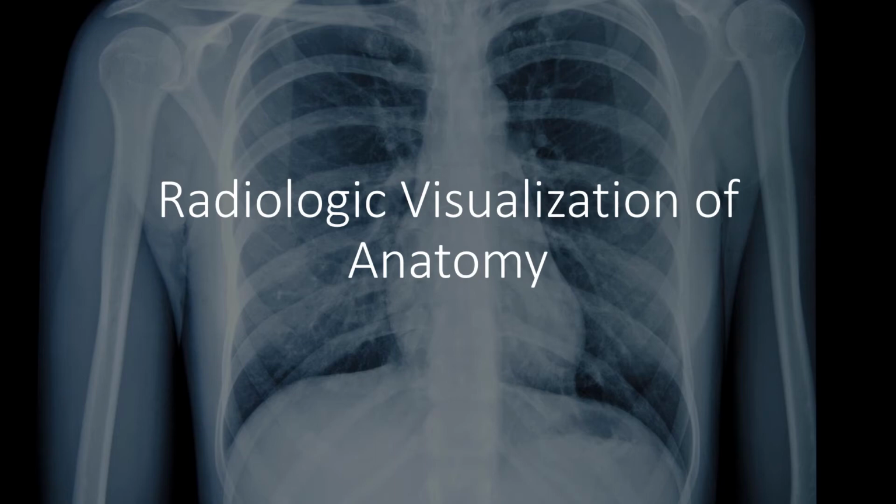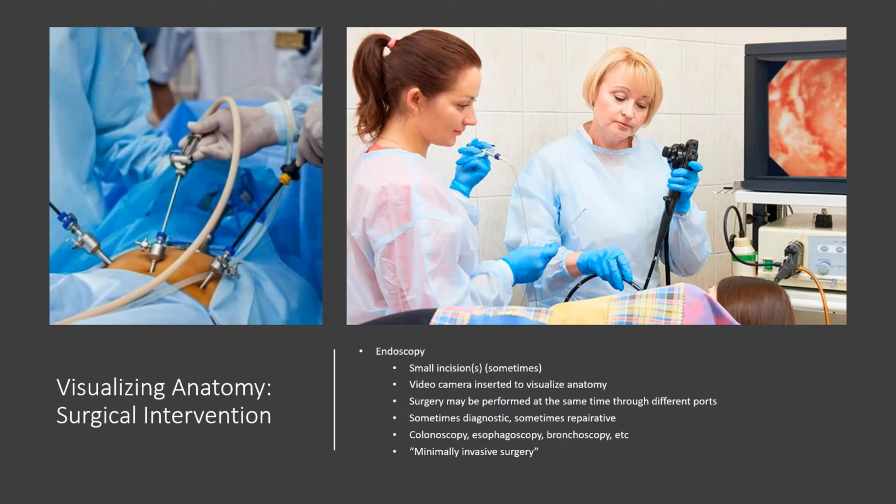Radiologic visualization of anatomy. So the easiest way, quote unquote, to visualize anatomy is to look at it with your own two eyes. You can intervene surgically. Cut open, and if you want to see the bowel, for example, you can perform a laparotomy, cut open the abdominopelvic cavity, and lay eyes on the bowel. That's typically referred to as an open surgery, where you're just making a big incision, opening up the body, and looking in with your own eyes.